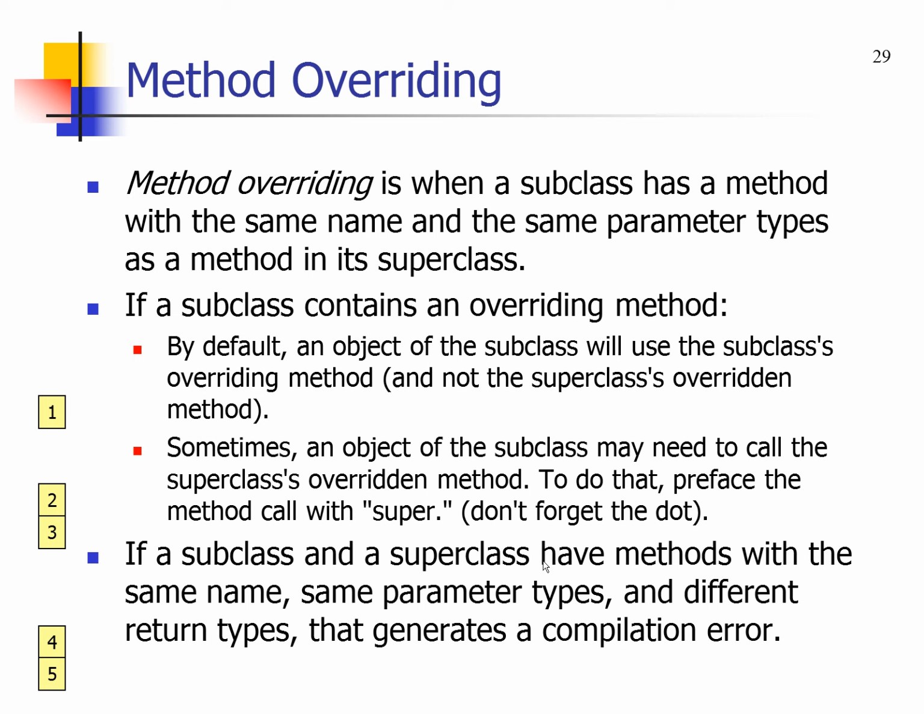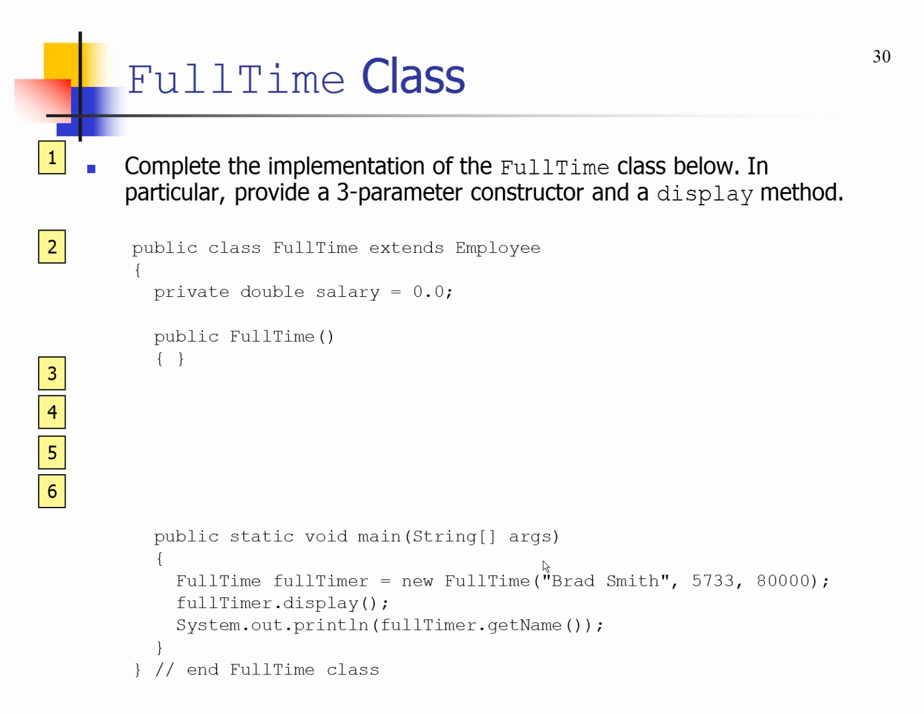So if a subclass and superclass have methods with the same name, same parameters, and different return types, then you get a compilation error. Okay? Now here, I think he's going to show us an example of one. Okay. And let me pause this for 1 second. Alright, now I'm back. It says complete the implementation of the full-time class below.